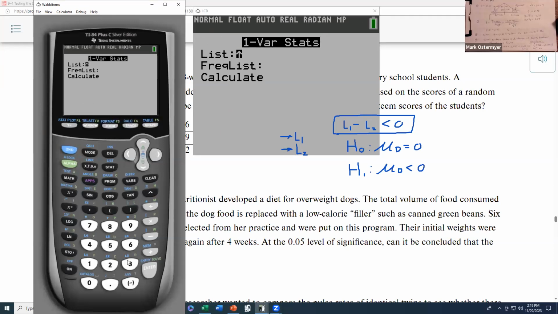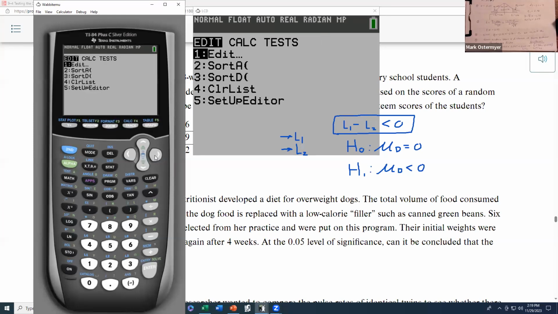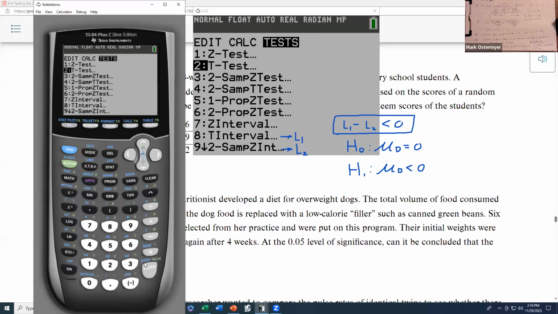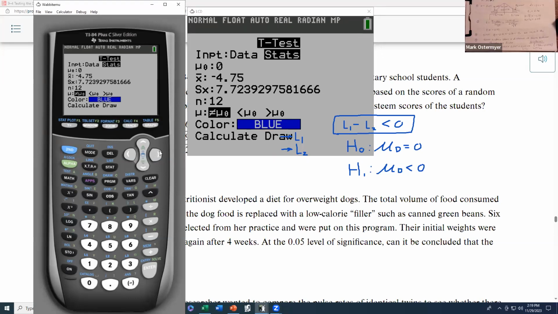Oh, list three. Okay, so that's D bar, which is negative 4.75. And S sub D is 7.723. Let's see if that imported into the t-test. So stat, test, t-test. And it did. We're golden. All right, so this is going to be a lower tail test. Oh, wait a minute. What's the sample size here? Was it 12? Yeah, 12. All right, it's going to be a lower tail test.